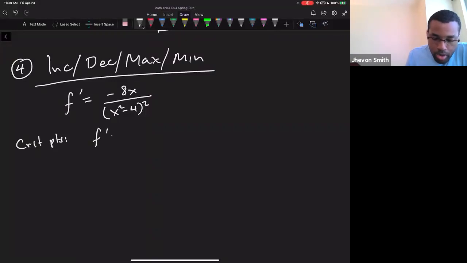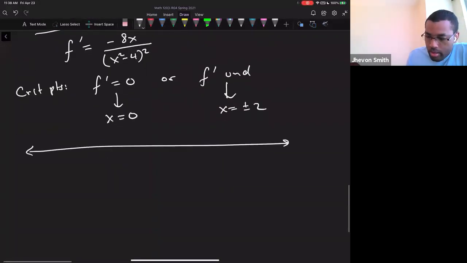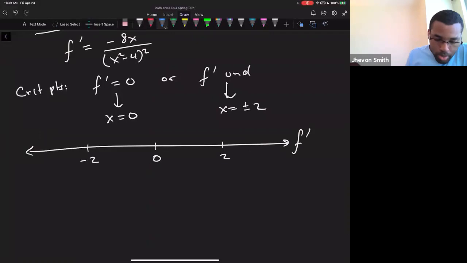So this means that f prime equals 0 or f prime is undefined. Clearly it's undefined if x equals plus or minus 2, and f prime equals 0 means x is 0. So we have 3 points to test in the first derivative: 0, minus 2, plus 2. Pick random numbers in between them, minus 3, minus 1, 1, 3, and you plug into the derivative.